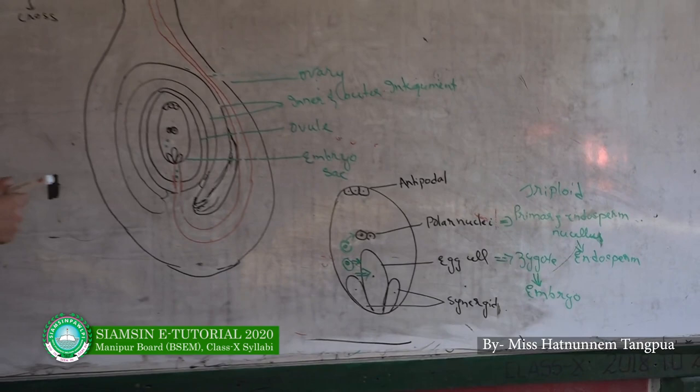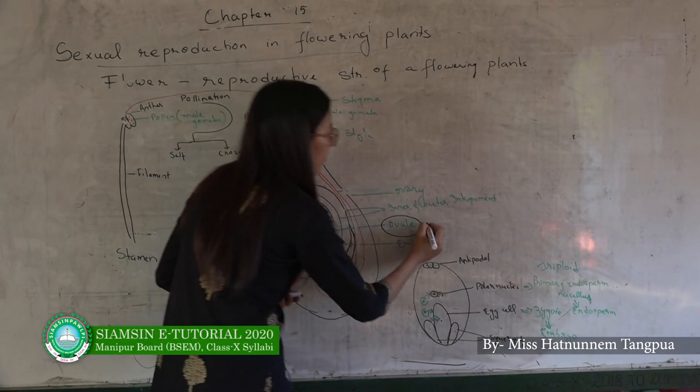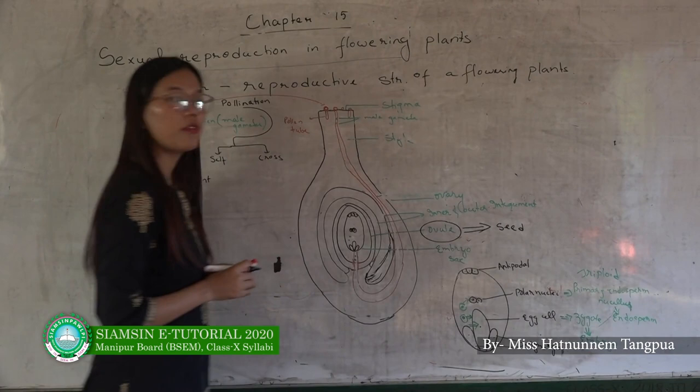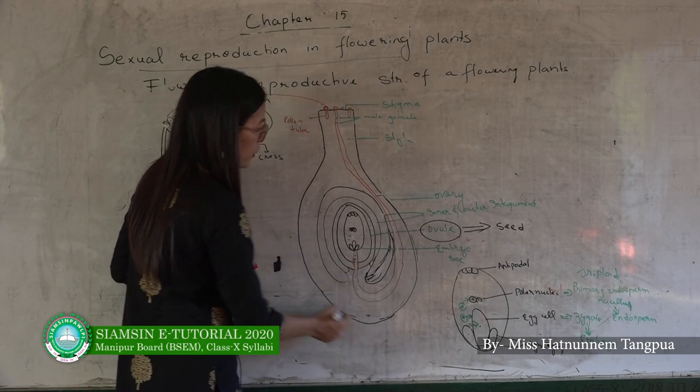After some time, the ovules mature. The covering around the mature ovule hardens, and it will form a seed. The ovary also matures and this ovary will develop into fruit.